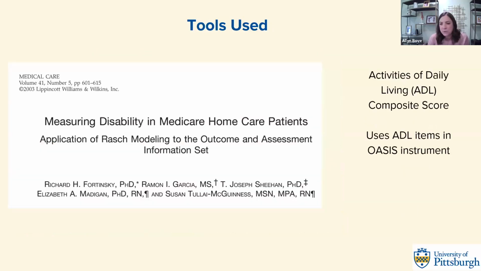Next, I'll talk about some of the tools we use to measure our outcomes in the project. So for home health rehab, we used items from the OASIS instrument. That's the required assessment tool in home health. So we followed a process described by Fortinsky and colleagues using the OASIS items that are related to activities of daily living to calculate an ADL composite score at the evaluation and discharge visits in home health. So this gave us sort of an overall summary of that patient's function within the home.